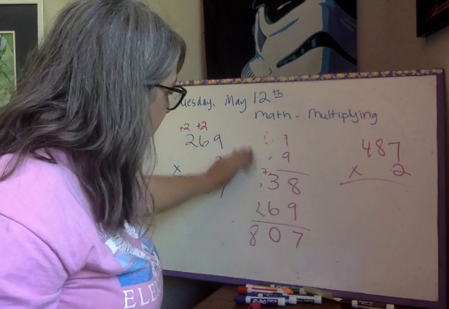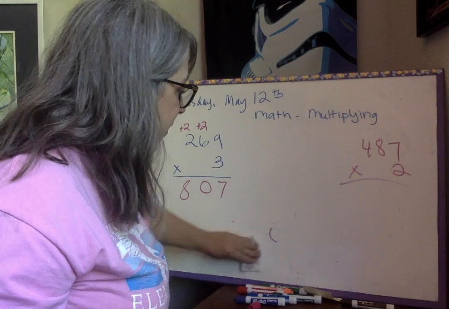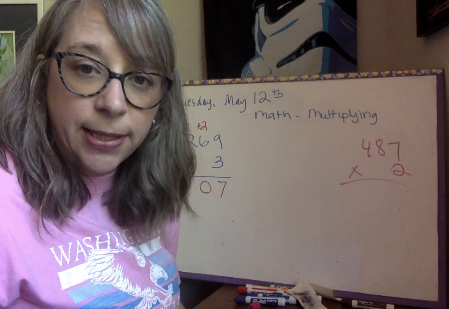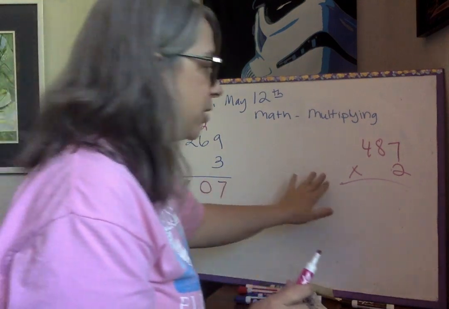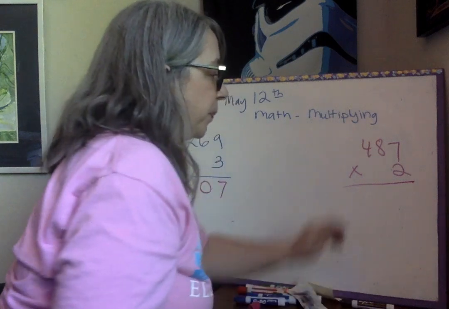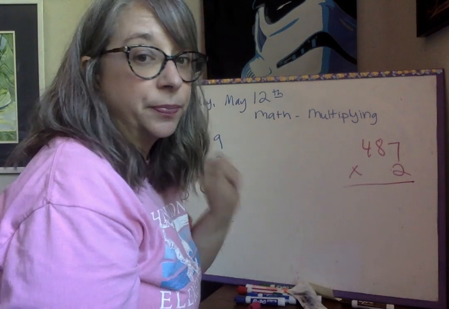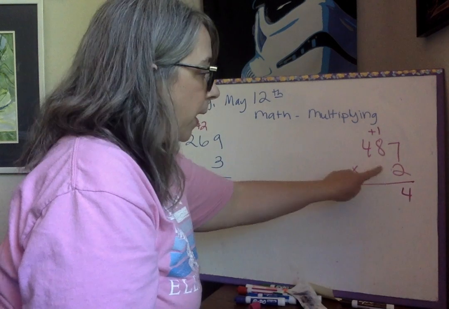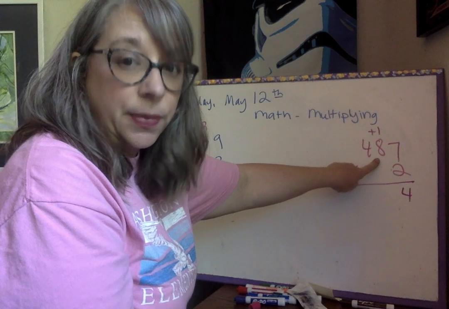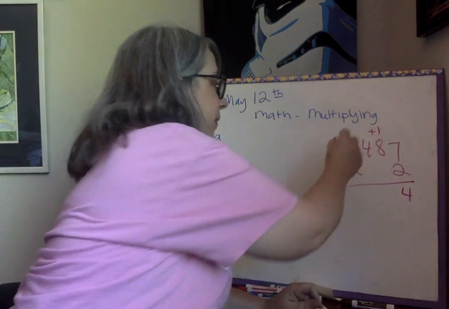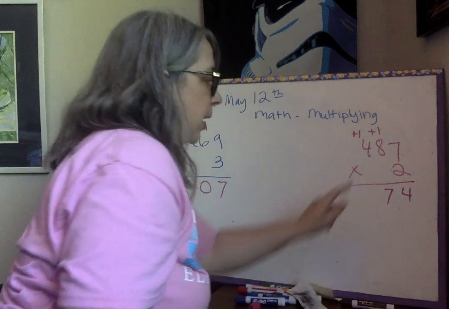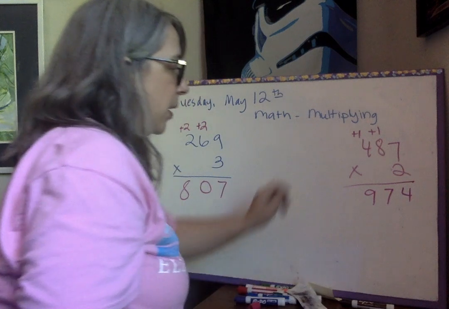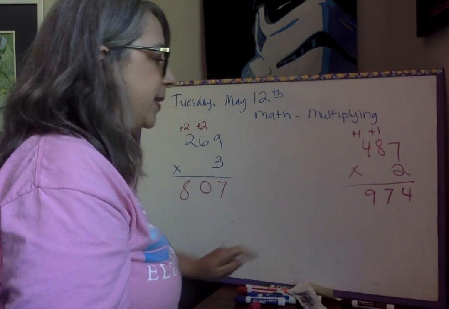So we can honestly do the same thing for 487 times 2. We can just add 487 plus 487, and we should get the same answer. But we got to practice our multiplication skills. So let's go. 2 times 7 is 14, plus 1, 4 down here. 2 times 8 is 16, plus 1 is 17. 2 times 4 is 8, plus 1 is 9. So 487 times 2 is 974.